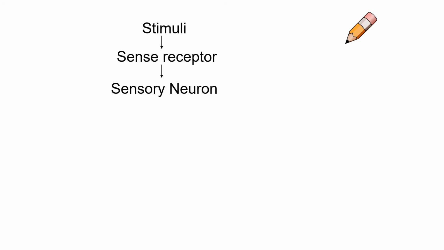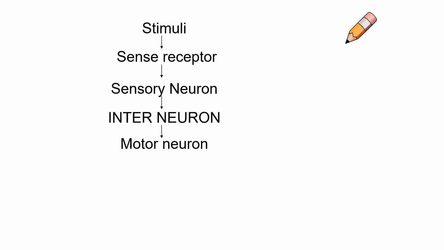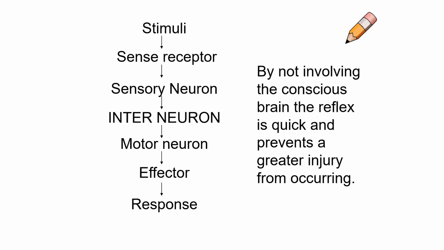So how does a reflex compare to a normal reaction? So first of all, there is a stimulus which is detected by the sensory neuron, which then sends the electrical impulse and message to the interneuron, which then sends the message to the motor neuron, which causes the effector to create a response. By not involving the conscious brain, the reflex action is quick and prevents a greater injury from occurring.